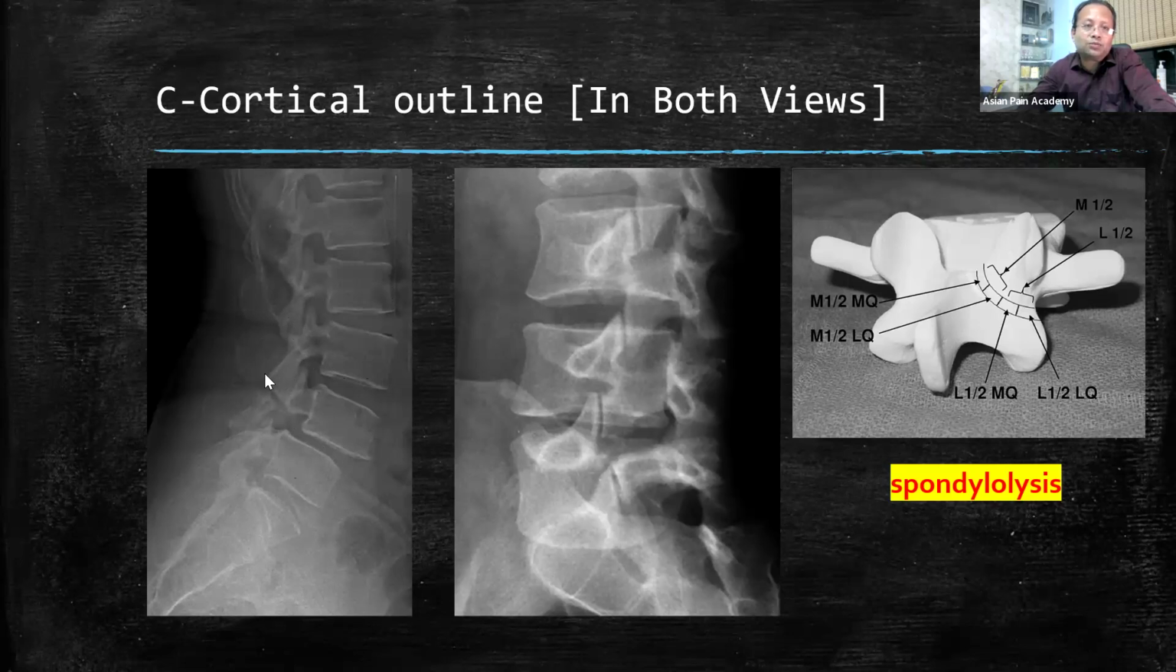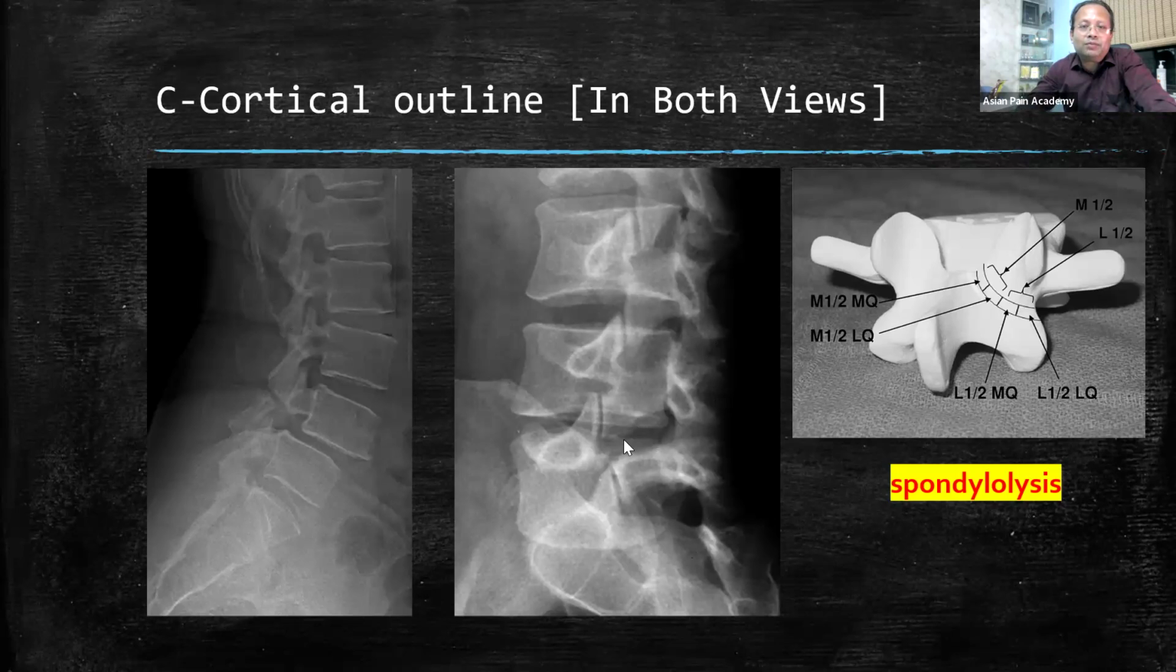Okay, because in the spinous process there can also be a chip fracture, or say there can be a chip fracture in some other part. So there will not be a gross dislocation, but that small chip fracture also will make a cortical break. So this cortical outline is also to be seen.